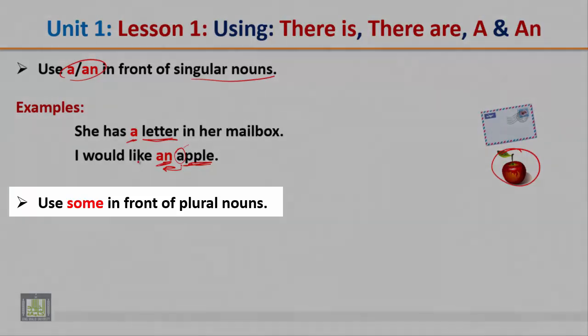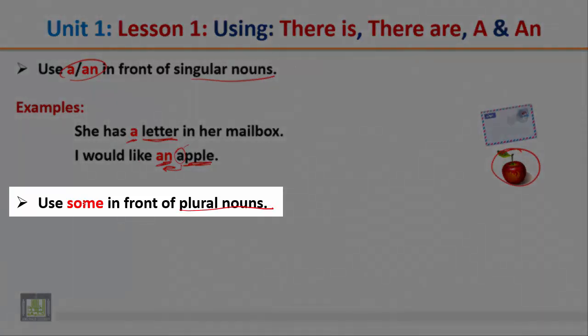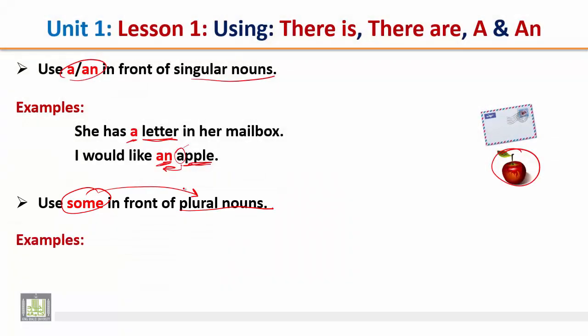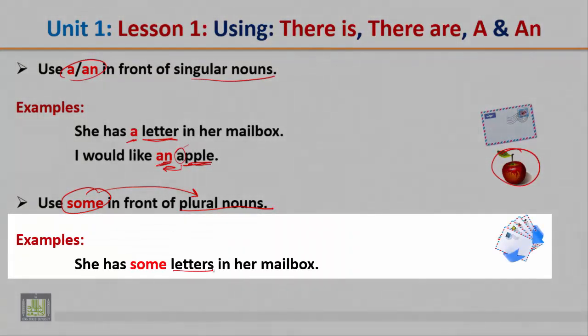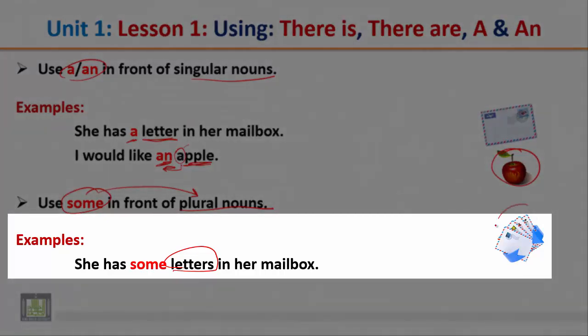Use some in front of plural nouns. We use the word some with plural nouns. Example: she has some letters, not one, but some. One, two, three, four. We say some letters. Can we say a letters? No, we cannot, because the word letters is a plural noun. It is not singular. We use a only with singular.